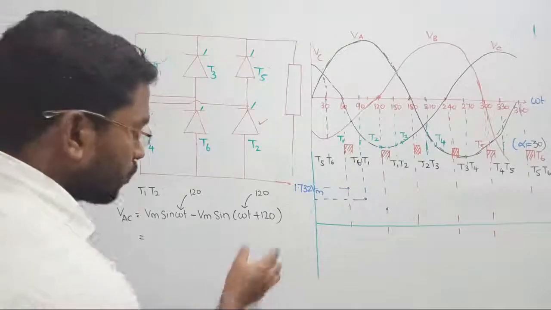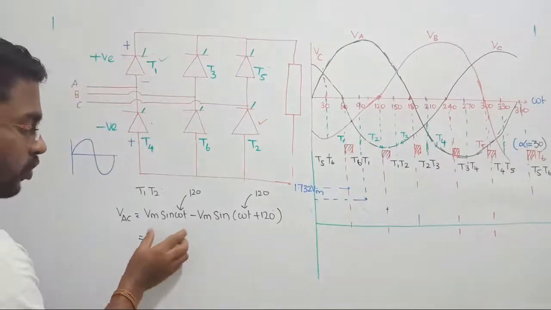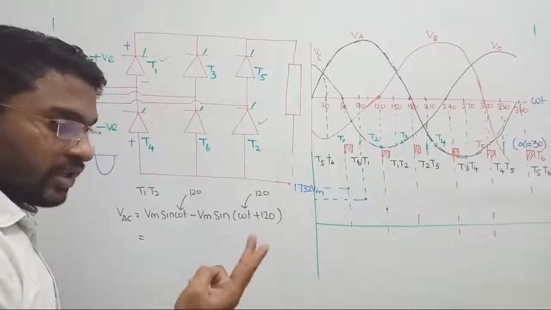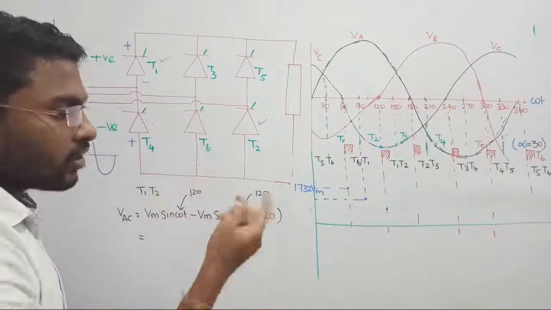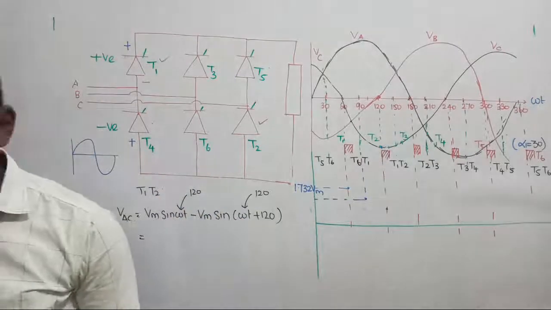Yes, that is minus root 3 by 2. Already it became a minus. So root 3 by 2 plus root 3 by 2 will become twice of root 3 by 2. The 2 gets cancelled. Root 3 times of V will become 1.732.